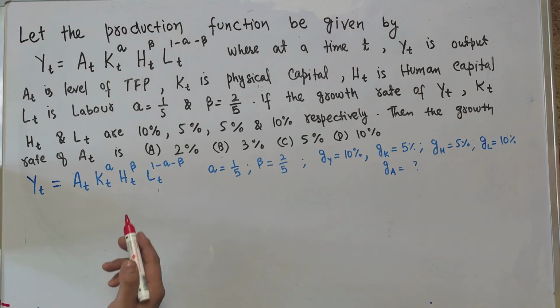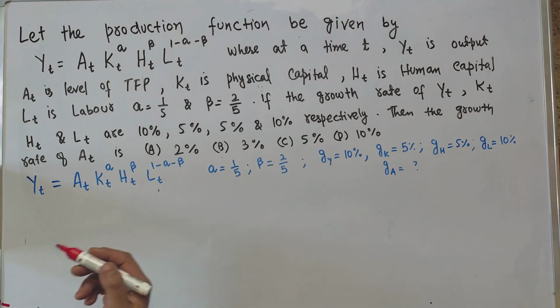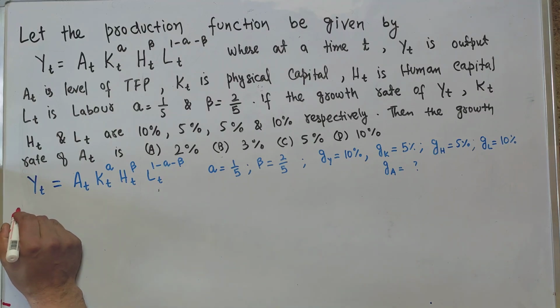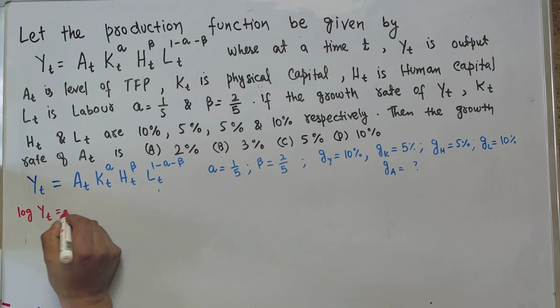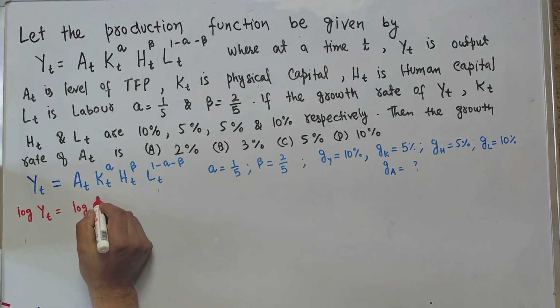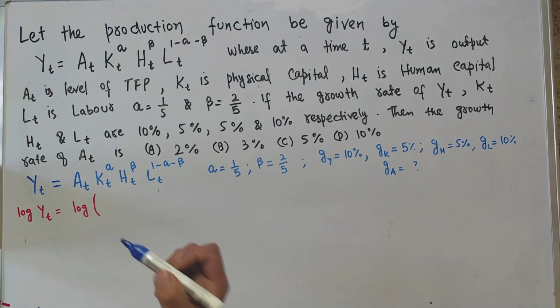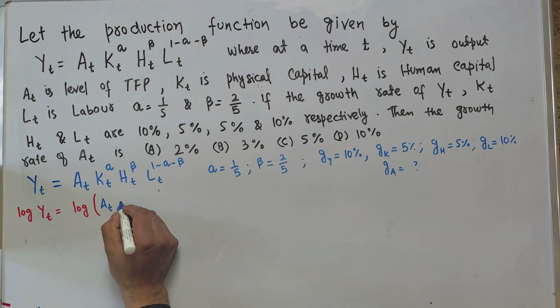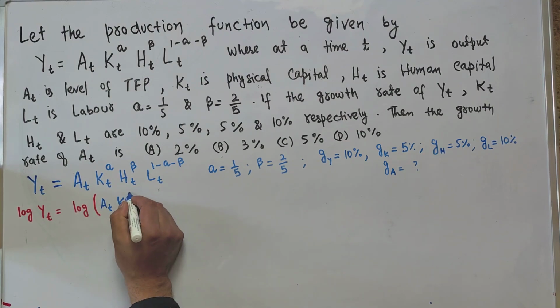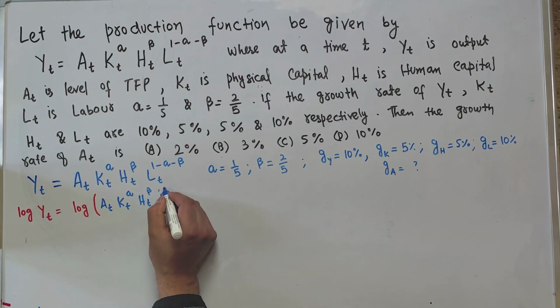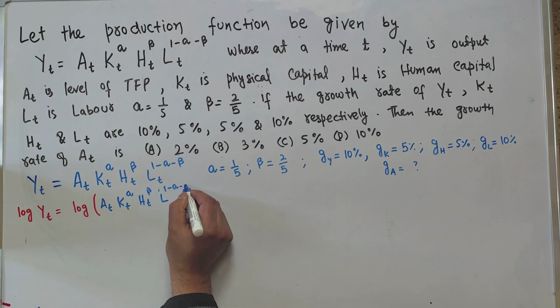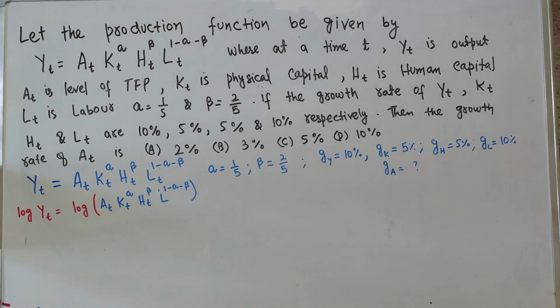So given this production function, let us take log on both sides. That means log of Y_t will be equal to log of this whole expression, that is A_t times K_t raised to the power alpha times H_t raised to the power beta times L_t raised to the power 1 minus alpha minus beta.